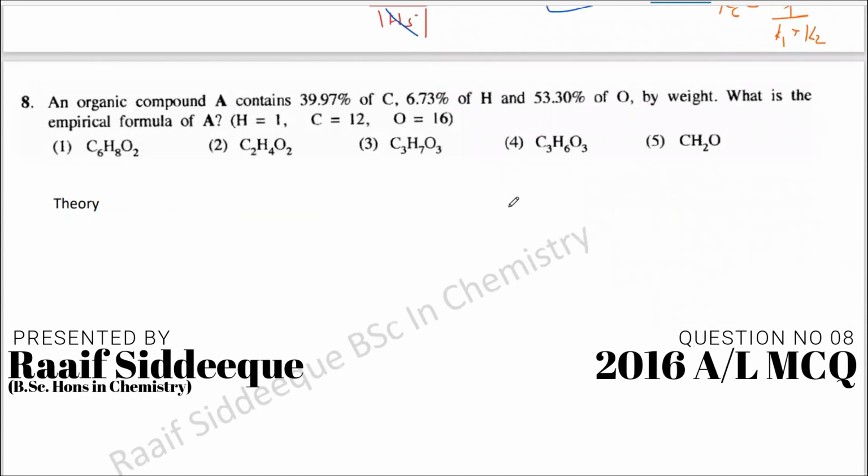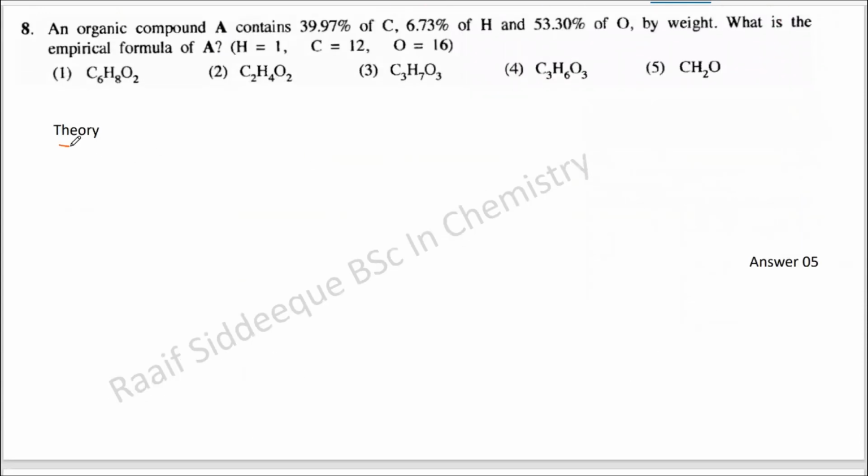Right. So this is another important question, although this is theory. An organic compound A contains 39.7 of carbon. So this is the normal way that we do. We write carbon, hydrogen, oxygen, and we write this as 39.97, and this is 6.73, and oxygen is 53.3, right? So this is the normal way that we used to get.